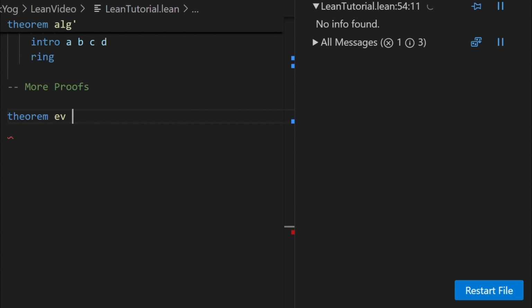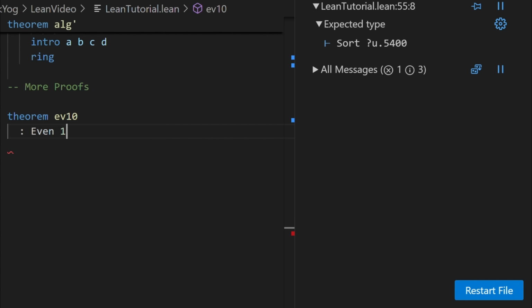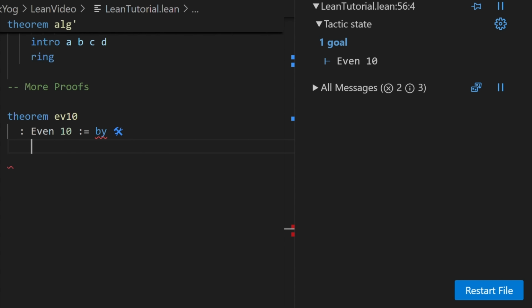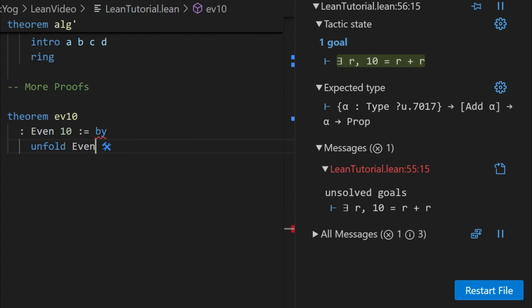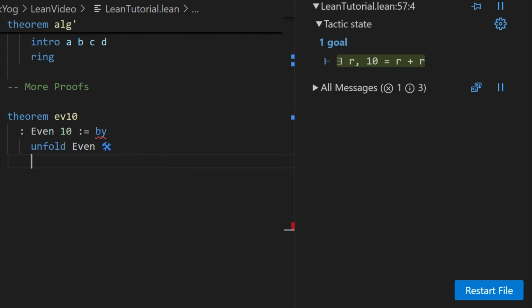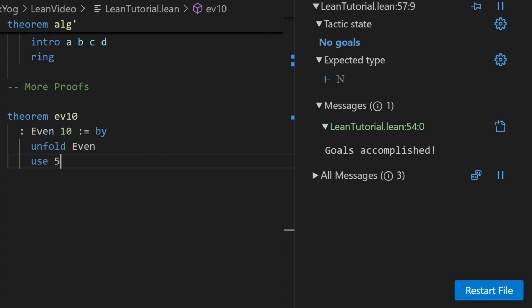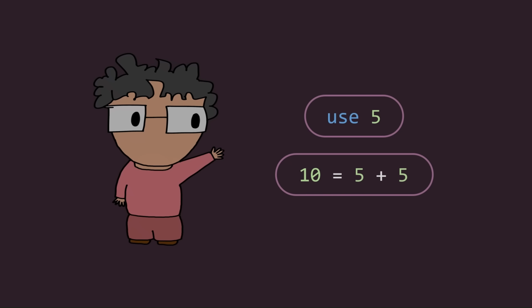Let's explore more proofs. Theorem ev10 is the proof that 10 is even. What's the definition of even? Just unfold even to see it. The unfold tactic unfolds definitions. We can see that 10 is even only if there exists a number r such that 10 equals r plus r. Clearly, r should be 5. So let's use 5 and the proof is over. Use 5 substitutes r for 5 and proves this trivial result.